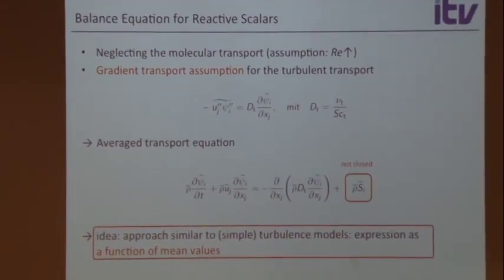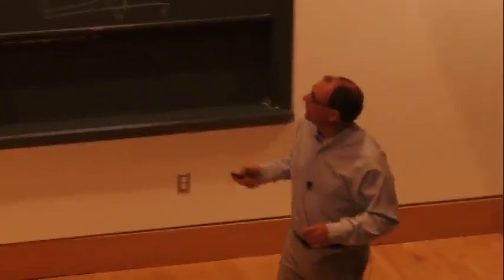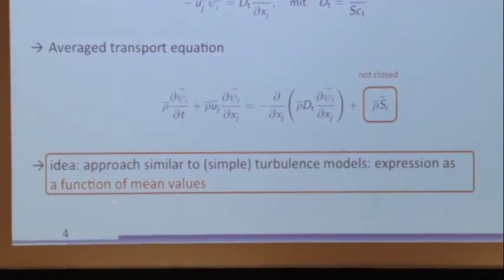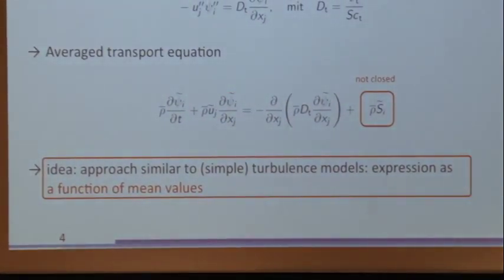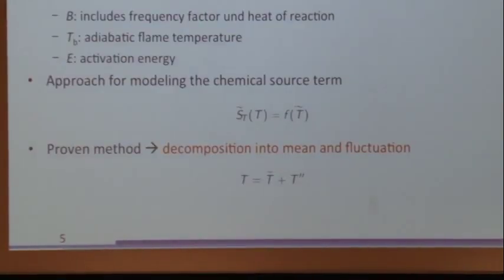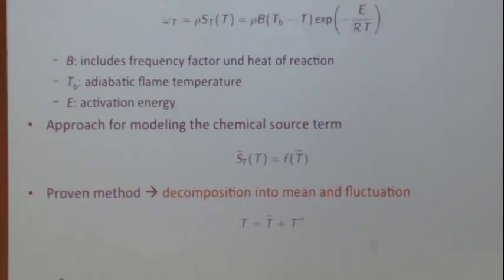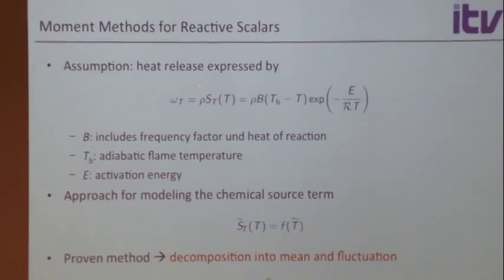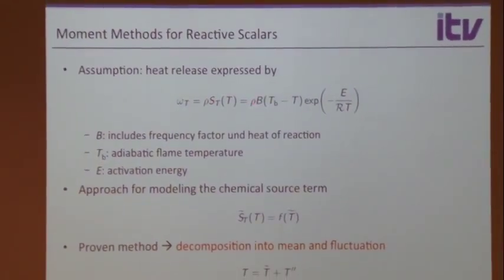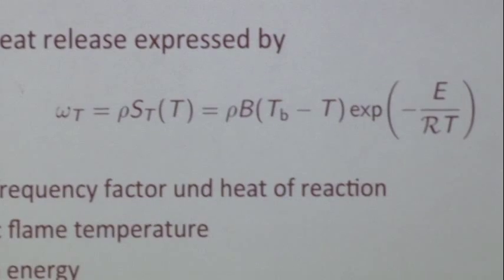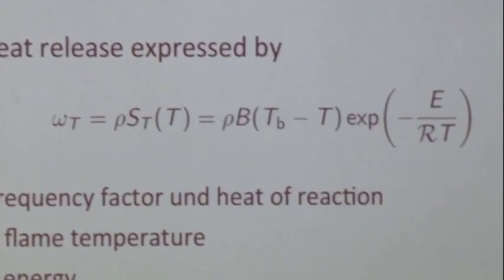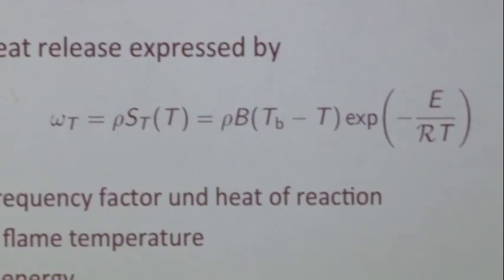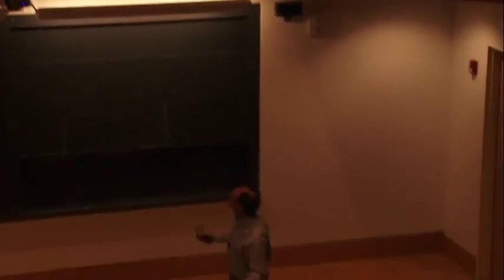Now we could say, what if we express this also just in terms of the mean values, okay? So if you have this chemical source term, you could say it is of that form. We just want to have an estimate for how large is the error we would make if we don't model this right, okay?